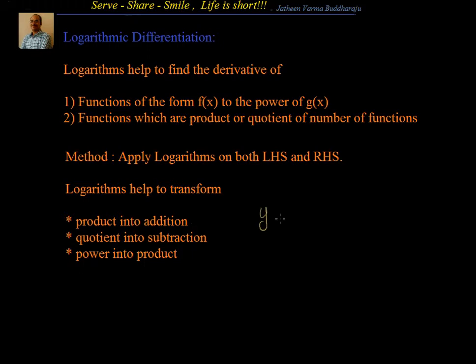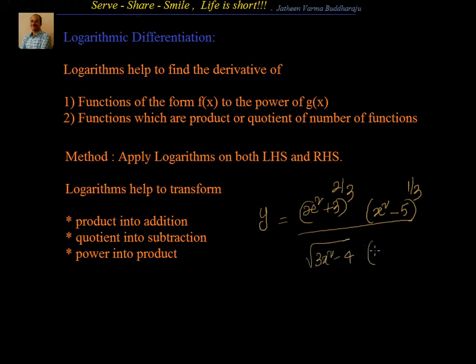Suppose I have a function y equal to (x square plus 3) whole to the power of 2 by 3, multiplied with (x square minus 5) whole to the power of 1 by 3, divided by root of 3x square minus 4, multiplied with (2x cube plus 7) whole to the power of 5 by 9. Let us say this is a function you have been given and you have been asked to find its derivative. With the current knowledge we have, it becomes very difficult to solve this problem.